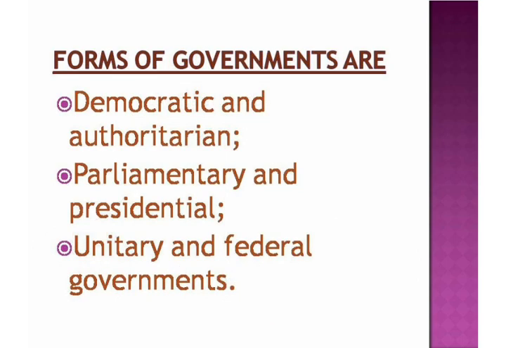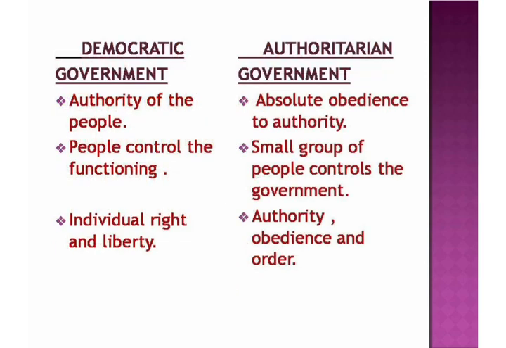The form of government refers to the system by which a country is governed. Different forms of governments are democratic and authoritarian, parliamentary and presidential, unitary and federal governments. Let us learn about these governments now. Democratic governments and non-democratic or authoritarian governments.